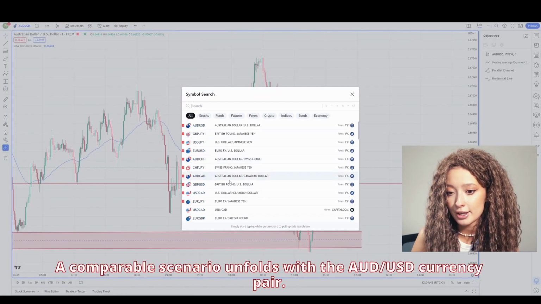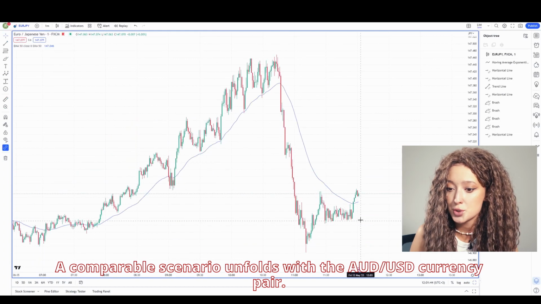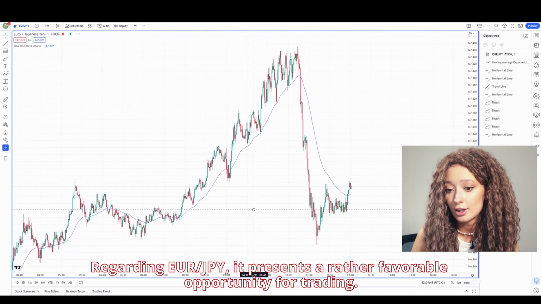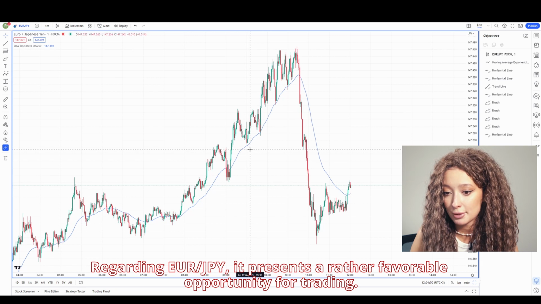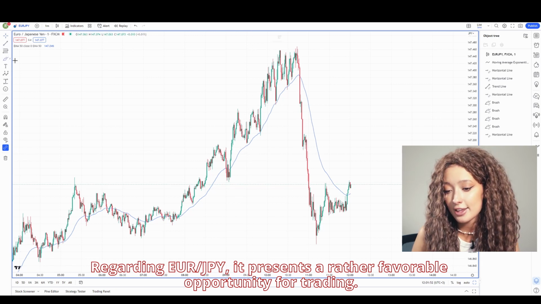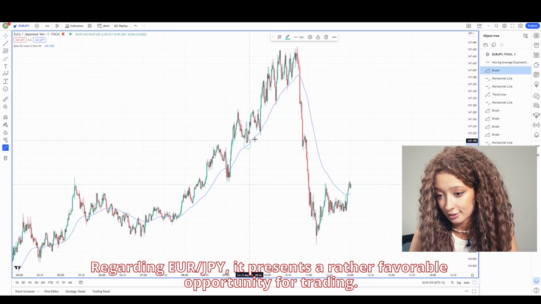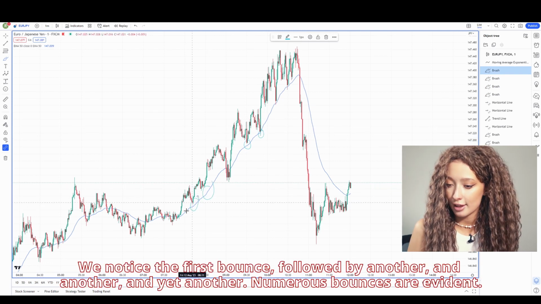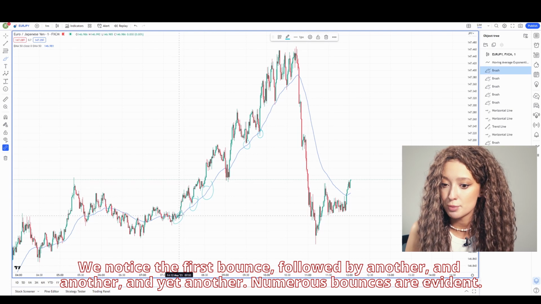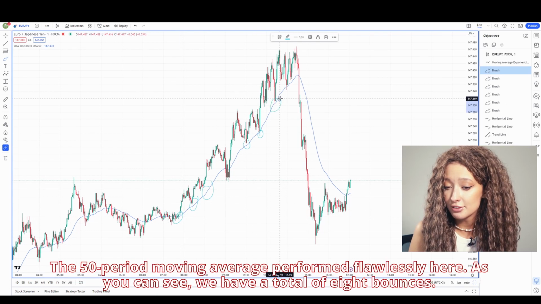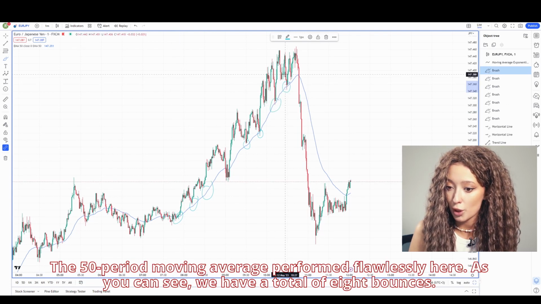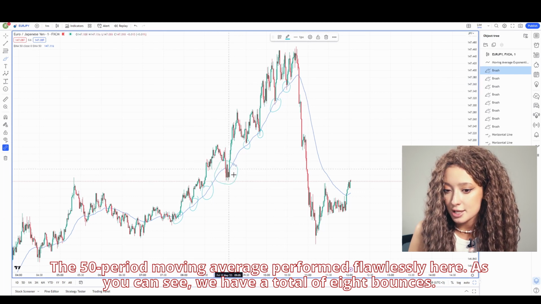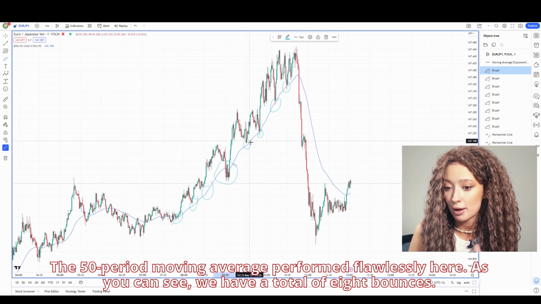A comparable scenario unfolds with the AUD and USD currency pair. Regarding Euro and Japanese yen, it presents a further favorable opportunity for trading. We notice the first bounce, followed by another and yet another. Numerous bounces are awaited. The 50-period moving average performed flawlessly here. As you can see, we have a total of 8 bounces.